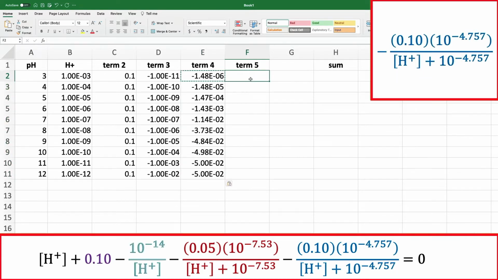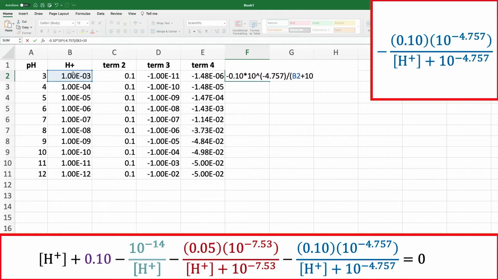The final term in our equation is the one that represents the acetate anion, and that's minus 0.10 times 10 to the minus 4.75 divided by H+ plus 10 to the minus 4.757.